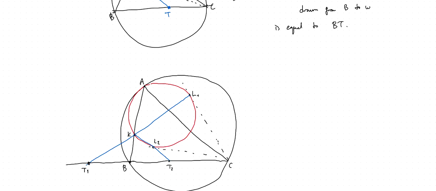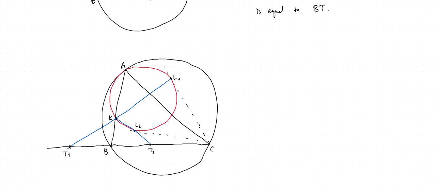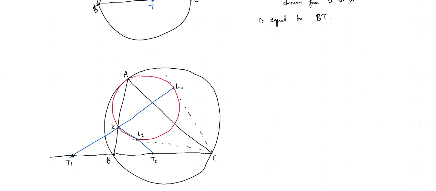Because if the problem is correct, this distance BT2 is equal to the distance of the tangent from B to the red circle, and also this distance BT1 is equal to the same distance. So this is already something interesting. So I'll call this pictures for the problem.